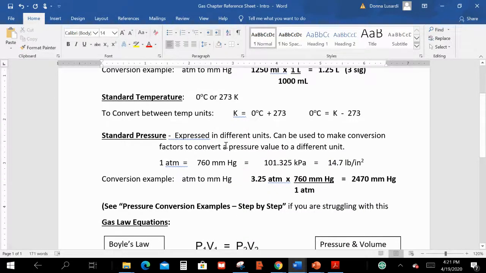Pressure can be expressed in a number of units. The ones we're focusing on are atmospheres, millimeters of mercury, kPa, and pounds per square inch. You may encounter any of these units, and you may be required to change from one unit to another. So I've shown a conversion example using the fact that 760 millimeters of mercury is equal to 1 atmosphere. If you need more help with that, see the pressure conversion step by step, and you should have completed the homework regarding pressure conversions.